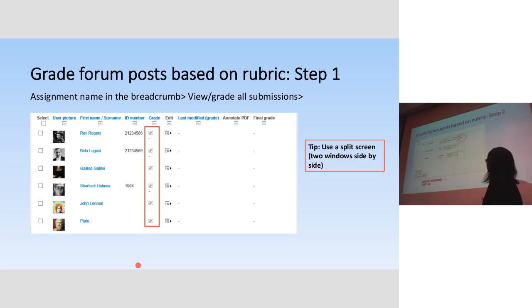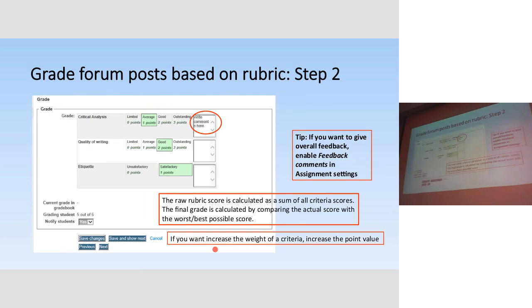Okay. This is just like what I told you. You can write comments in there for each criteria. And if you want to give overall feedback, enable feedback comments in the assignment settings. There's a section called feedback comments, and then you will have another area for giving general feedback. The raw rubric score is calculated as a sum of all criteria scores. Okay? And the final grade is calculated by comparing the actual score, all summed up, to the best possible score. So as I said, if you want to give weight to one criteria, increase the point values.